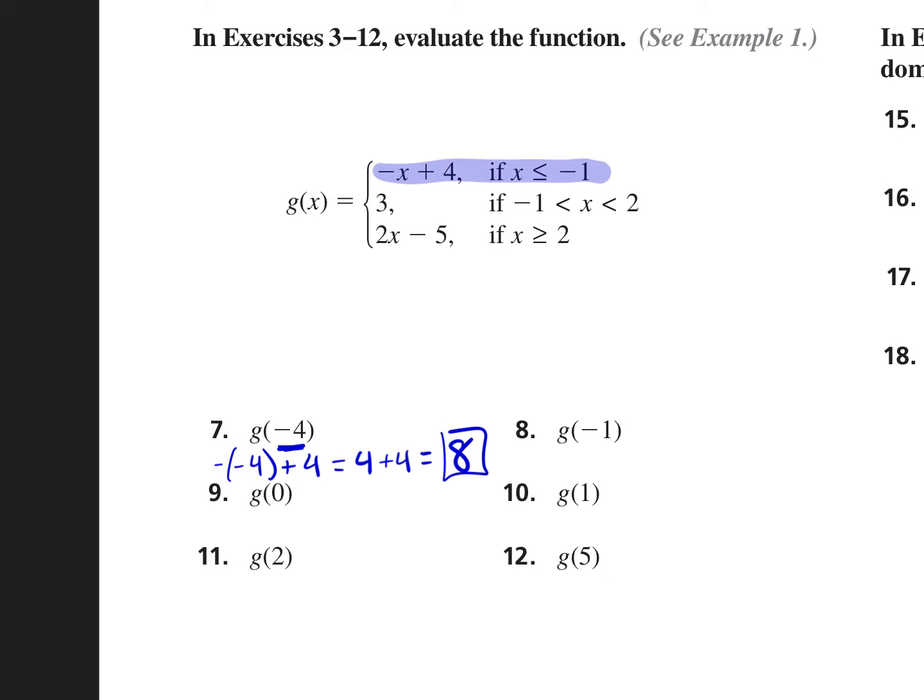All right, for number 8, which piece am I looking at for g of negative 1? The first one, because the first one is talking about when x is less than or equal to negative 1. So it still satisfies that, because it's equal to negative 1. So here I have negative 1 plus 4. What does that negative 1 turn into? Positive 1, and positive 1 plus 4 is 5.